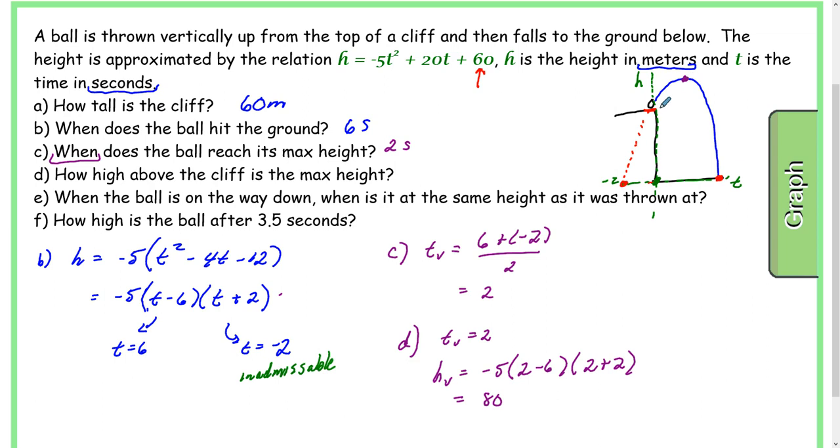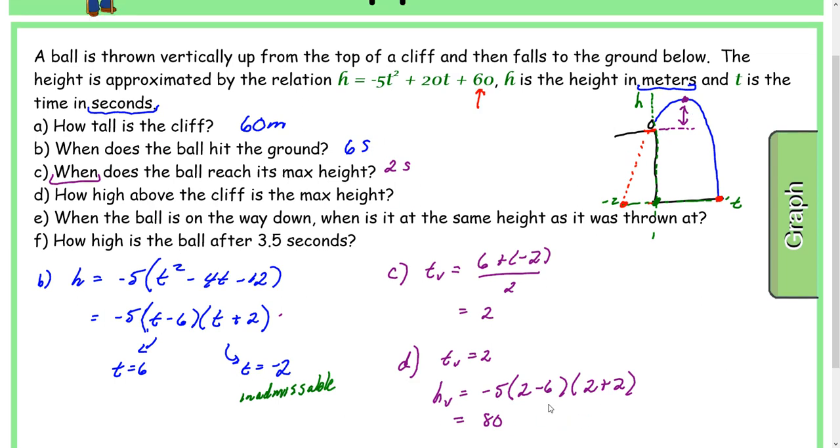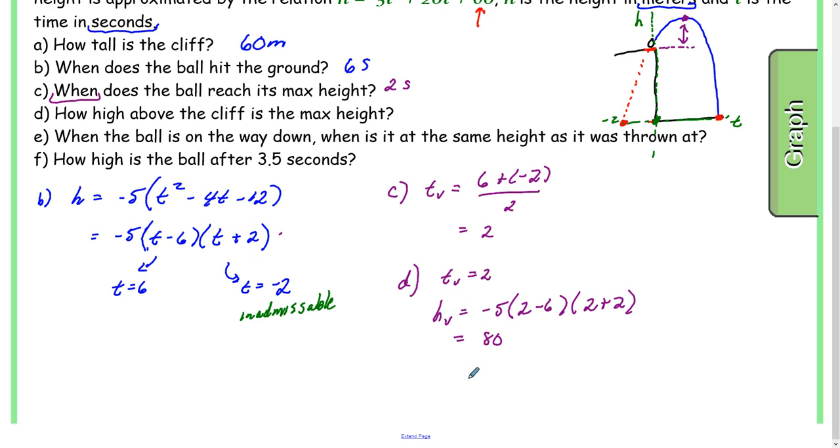But I want to know what it is here. How high above the cliff is this? So in order to do that, I'm going to say height above is going to be 80 subtract 60, because that's my initial height, which is going to give me 20. So this is going to be 20 meters.